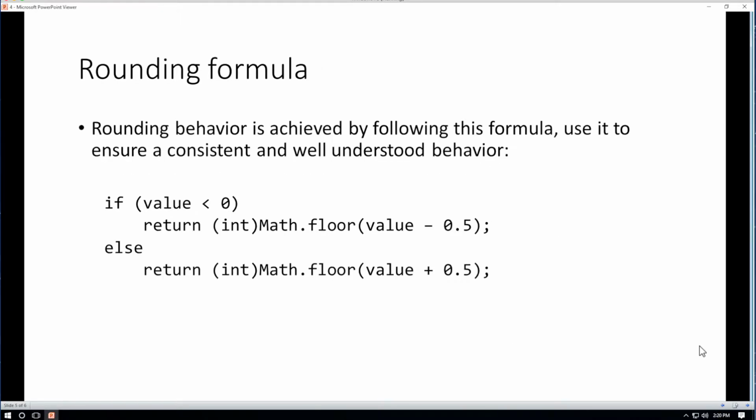Here is a formula that can be used for a consistent and well understood rounding formula if the behavior of the others is not exactly what you want in all conditions. This always rounds to the next highest magnitude when the fractional portion is 0.5. A positive value will round up to the next higher integer. A negative value will round down to the next lowest integer.